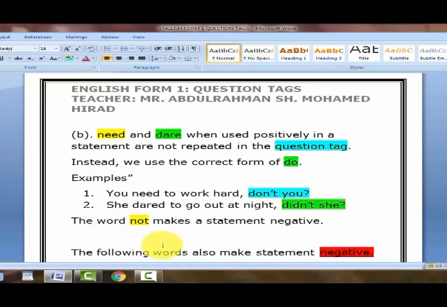The word not makes a statement negative. I've already told you that we have learned affirmative to negative form. In a negative form, we need not. Not is very important. So be careful. The affirmative and negative will perfectly assist you when you are answering question tags. Now let us scroll down and go down.